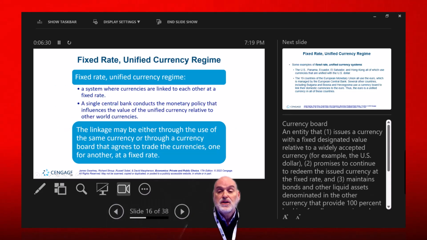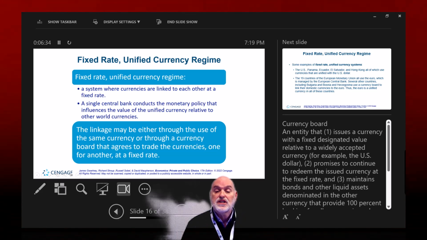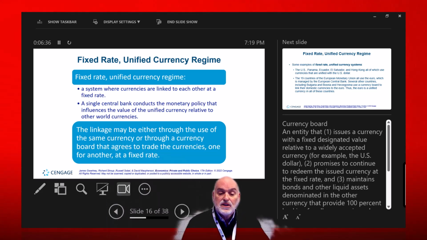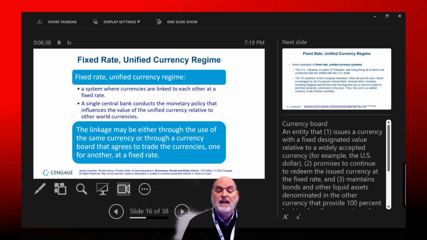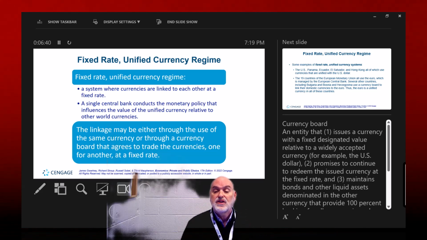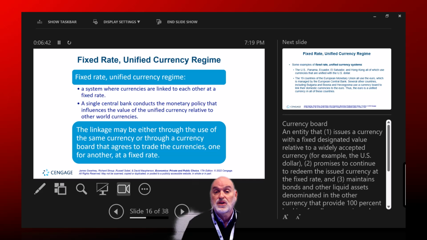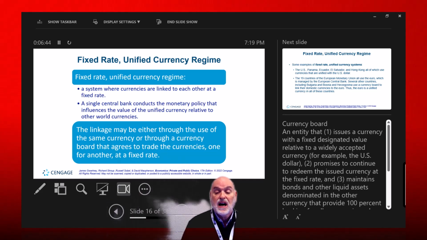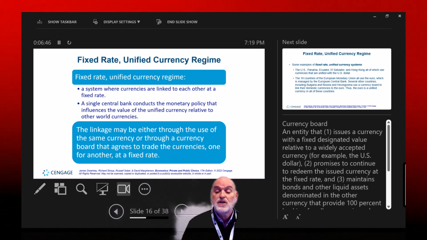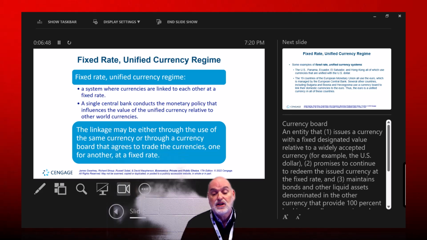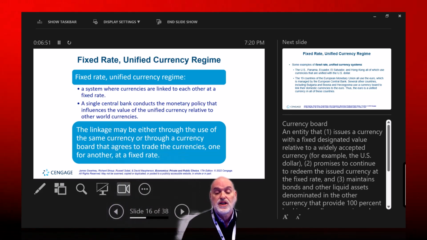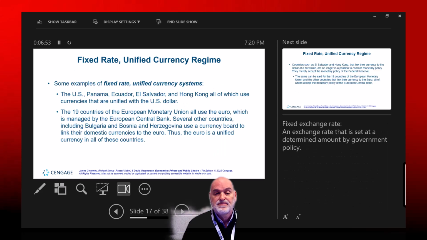Fixed rate, unified currency regime. A system where currencies are linked to each other at a fixed rate. A single central bank conducts the monetary policy that influences the value of the unified currency relative to other world currencies. The linkage may be either through the use of the same currency or through a currency board that agrees to trade the currencies one for another at a fixed rate.